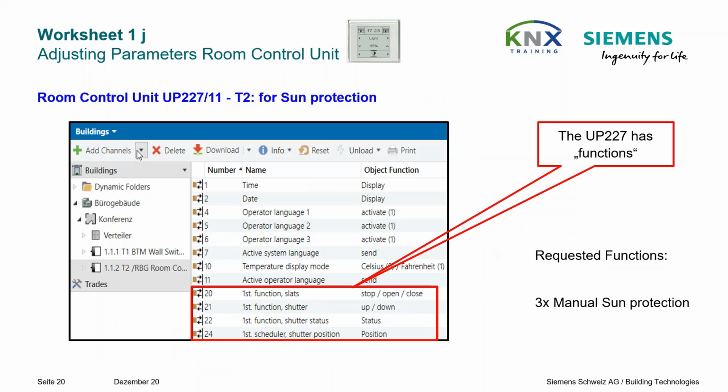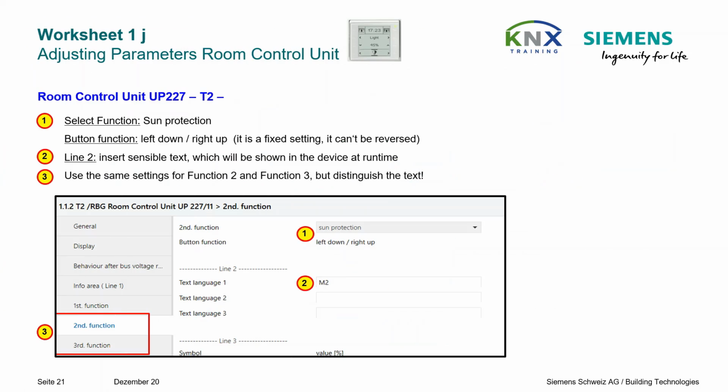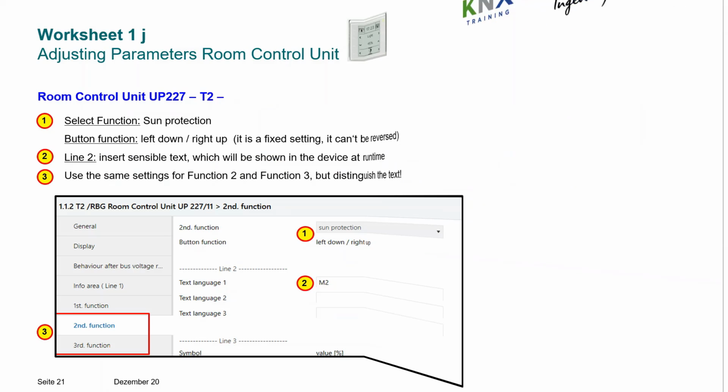Let's proceed to the UP227 room control unit T2. As you can see from the list of objects, here functions must be parameterized. Parameterize the first three functions identically as sun protection. Don't forget to enter a sensible text less than 12 characters.